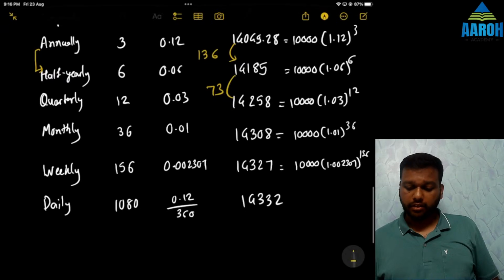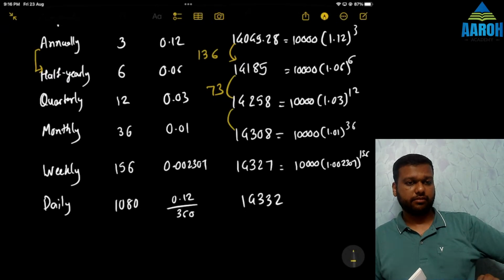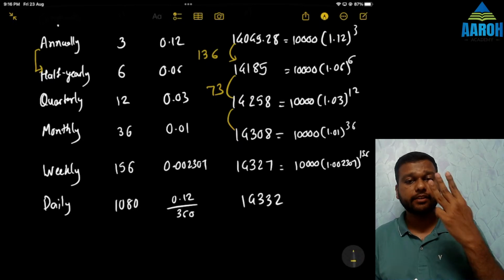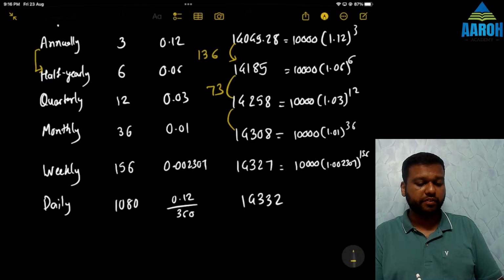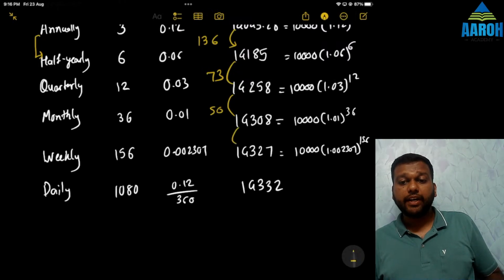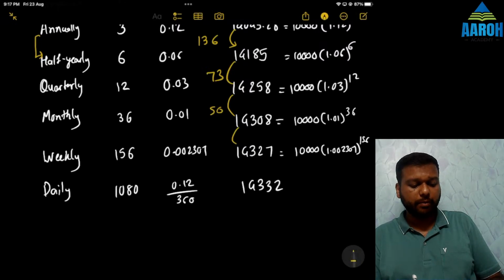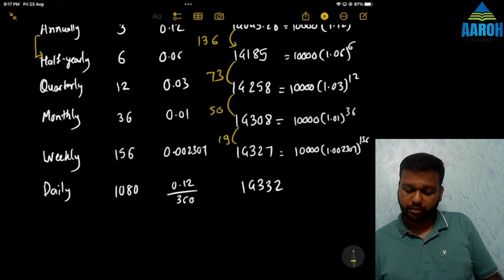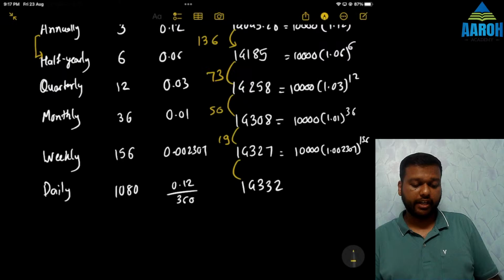Now quarterly to monthly, that means we went to 1/3, right? Because in a quarter there are 3 months, but it increased only by how much? 308 minus 258, which is only 50 rupees. Then in monthly to weekly, we went to nearly 1/4, but it increased only by 27 minus 8, which is 19 rupees. And from weekly to daily, it increased only by 32 minus 27, which is nothing, right? 5 rupees.